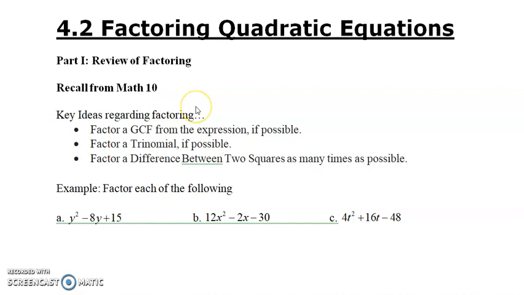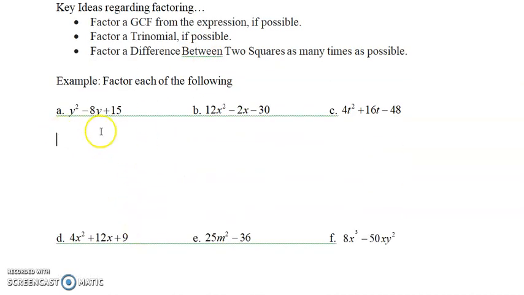Some of the key ideas regarding factoring are: we factor a GCF from the expression if possible. Do that right away. That allows you to get your A value as 1 inside if you can. Factor the trinomial if possible, so two numbers multiplied together to give you the C value, added together to give you the B value, of course, and then factor a difference of squares as many times as possible. Sometimes you'll have to do that 1 or 2 times, and of course there are some other ones to look at as well. So without further ado, we'll get into these.